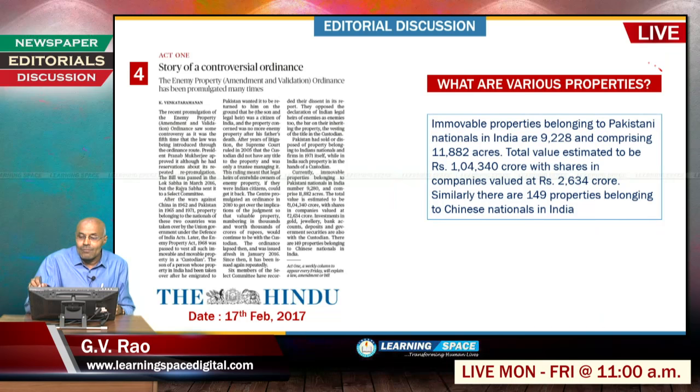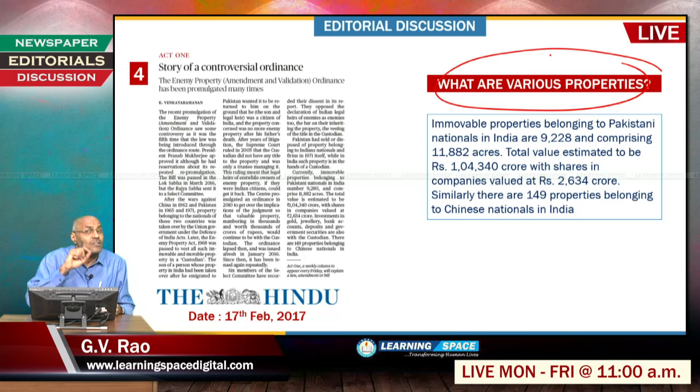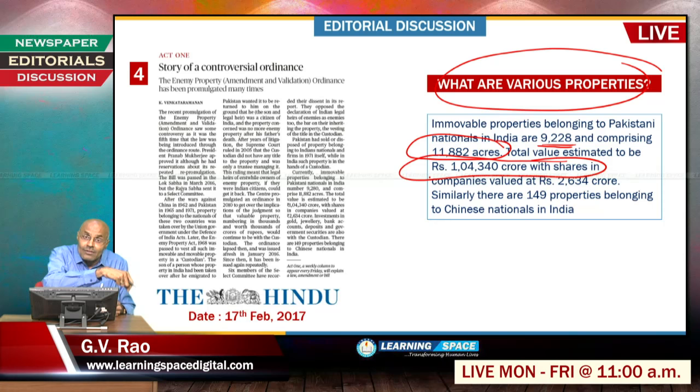Various properties. Most of these properties belong to the nationals of Pakistan, and there are around 9,228 properties. There are 11,882 acres and value estimated to be rupees 1 lakh crore. So, this property is in the name of custodian, or you can say with central government or government of India, a separate entity created by government of India, right.